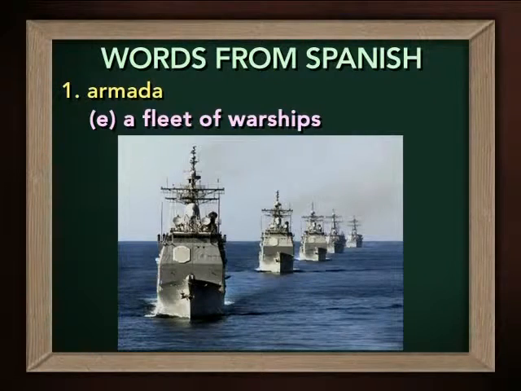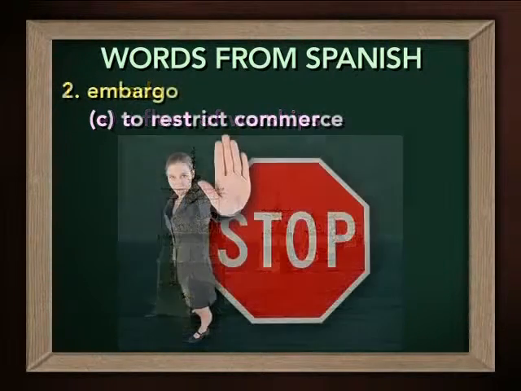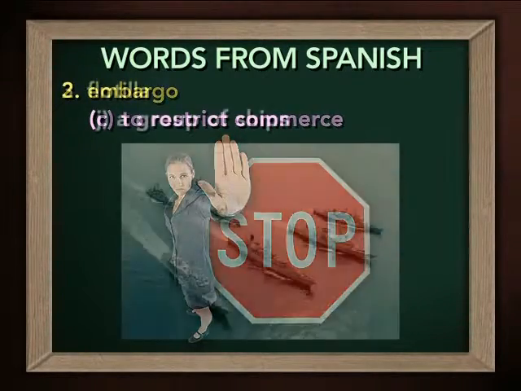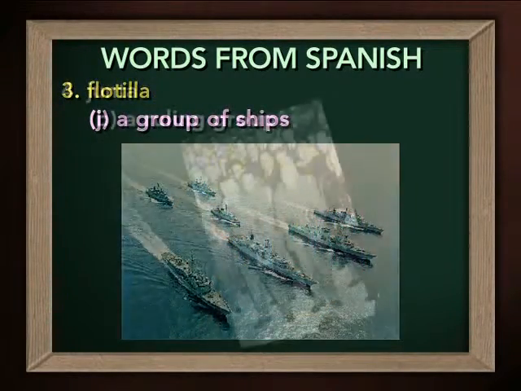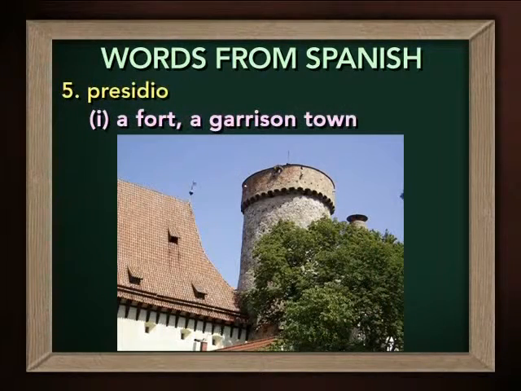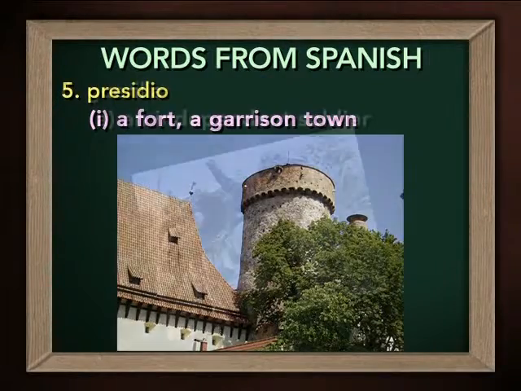An armada is a fleet of warships. Embargo is to restrict commerce, to cut off trade. Flotilla is a group of ships. Now, number 4 looks like it should be junta, but it's pronounced junta. And I've forgotten my Spanish, so I have to keep remembering that this has a Spanish pronunciation. The J is an H. Junta is a ruling group. Presidio is a fort or a garrison town.